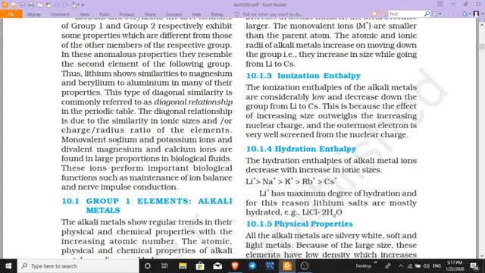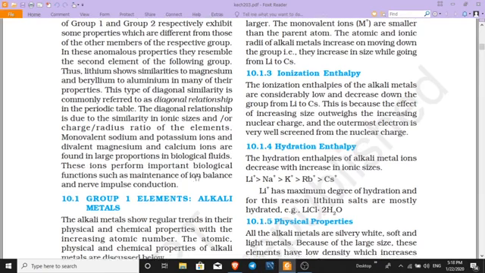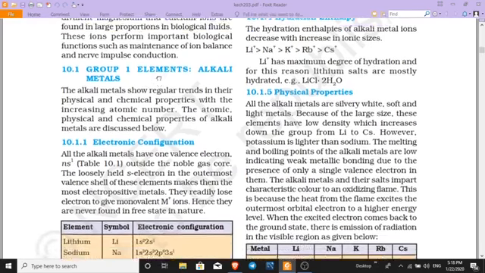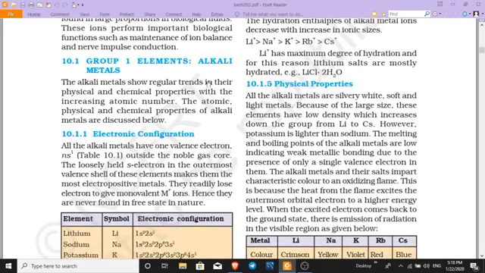Monovalent sodium and potassium ions and divalent magnesium and calcium ions are found in large proportions in biological fluids. These ions perform important biological functions such as maintenance of ion balance and nerve impulse conduction. Now coming to group 1 elements, which are also called alkali metals. The alkali metals show regular trends in their physical and chemical properties with increasing atomic number.